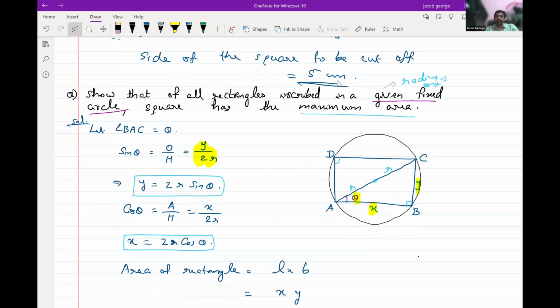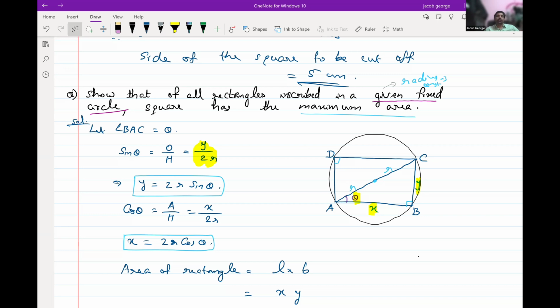In this question, given fixed circle, a new word is there. Given fixed circle means, we have written a note. Given quantity, if it is there, it should be taken as a constant. Given quantity should be taken as a constant.